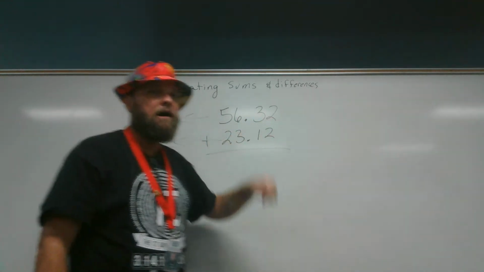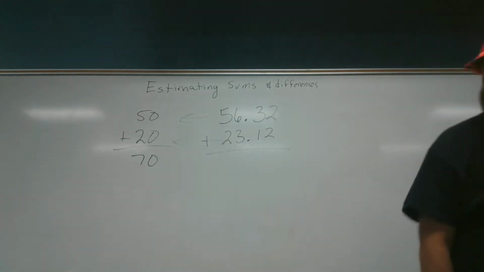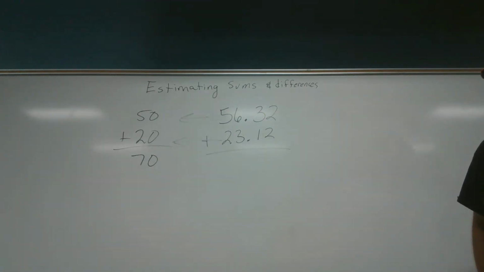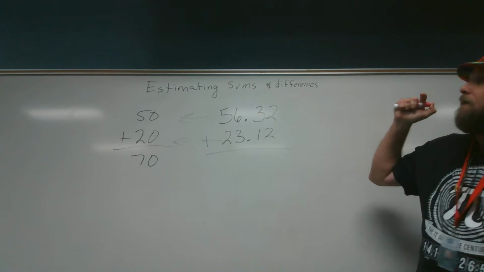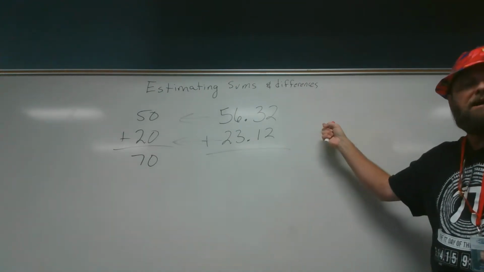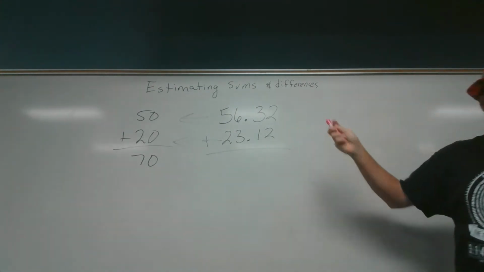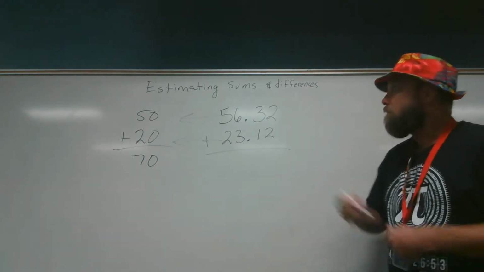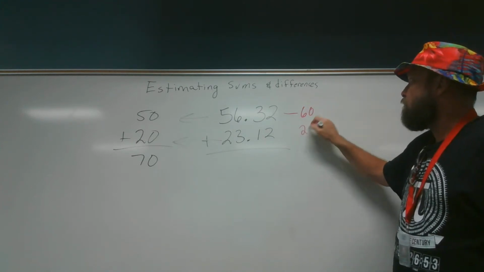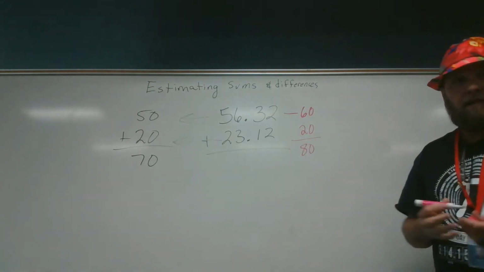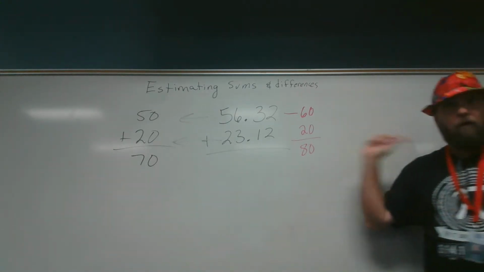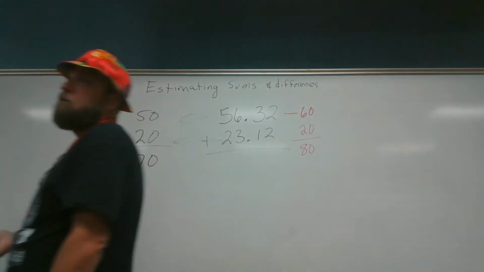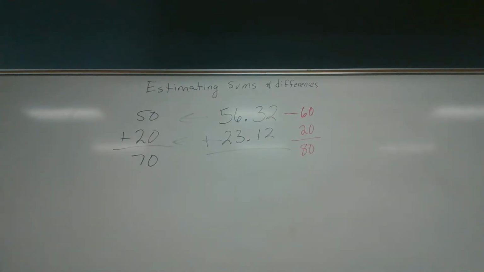Actually, when you're buying something, you want your estimates to be higher, right? I said that backwards. Please forgive me. When I'm buying something, I want to know that I have enough money. So maybe I'll round this to 60 and 20 and get 80. I want to make sure I have enough money. So I want to round up when I'm buying things.